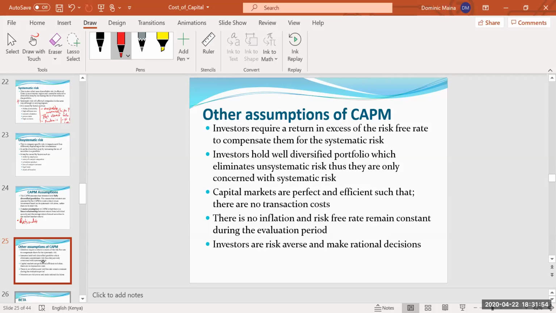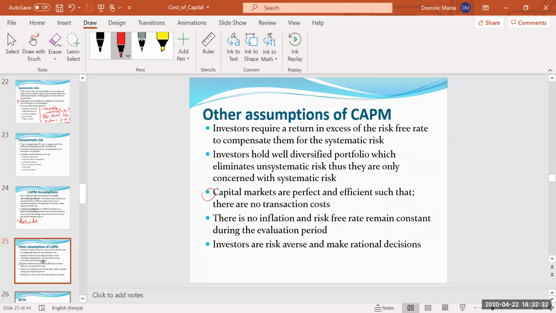So the other assumption, which I think you have mentioned, is that the investor holds a well-diversified portfolio. Therefore, the portfolio the investor is holding has zero unsystematic risk. Don't forget, the systematic risk you don't reduce by having a well-diversified portfolio. Assumption number 3 is that capital markets are perfect and efficient such that there is no cost of transaction. If you want, for example, to diversify your portfolio, then there's no cost associated with your diversification.